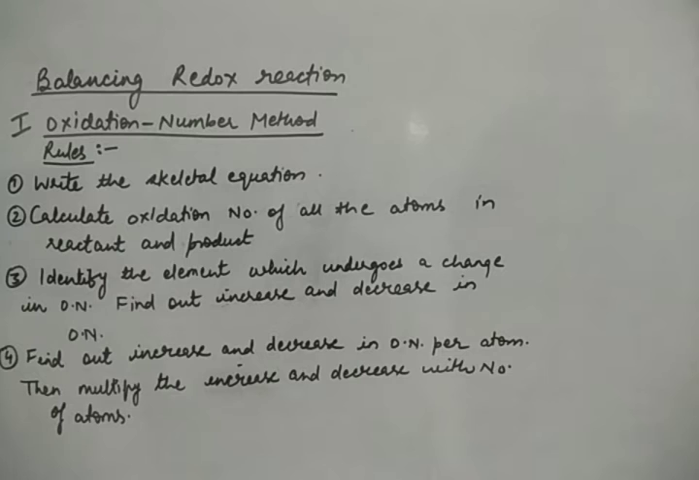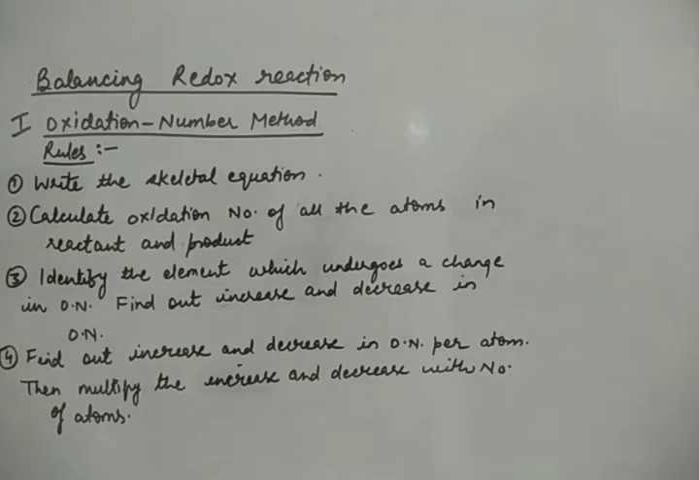Usually two elements will be involved. One element will undergo an increase and one element will undergo a decrease. So we'll find out the increase and decrease in oxidation number. If oxidation number increases at some place, it is oxidation, and if it decreases, it is reduction. Now we'll find out the increase and decrease in oxidation number per atom. So per atom, how much increase and decrease there is, then we'll multiply the increase and decrease with the number of atoms. This point will become clear when we take some examples.